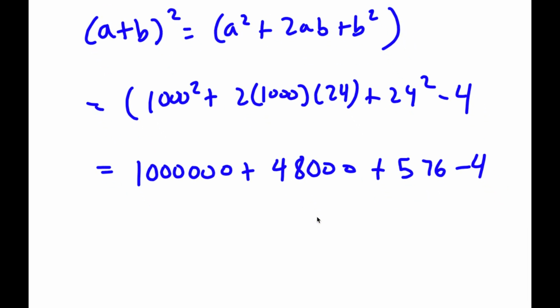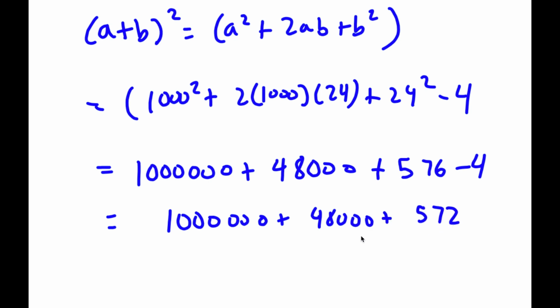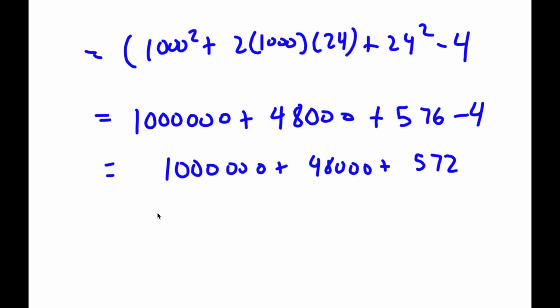So now I'm going to go ahead and simplify all of this. So 1 million plus, let's first start from the end and work our way up. So 576 minus 4, that's 572. So now I have 1 million plus 48,000 plus 572. Now 48,000 plus 572, that's equal to 48,572.